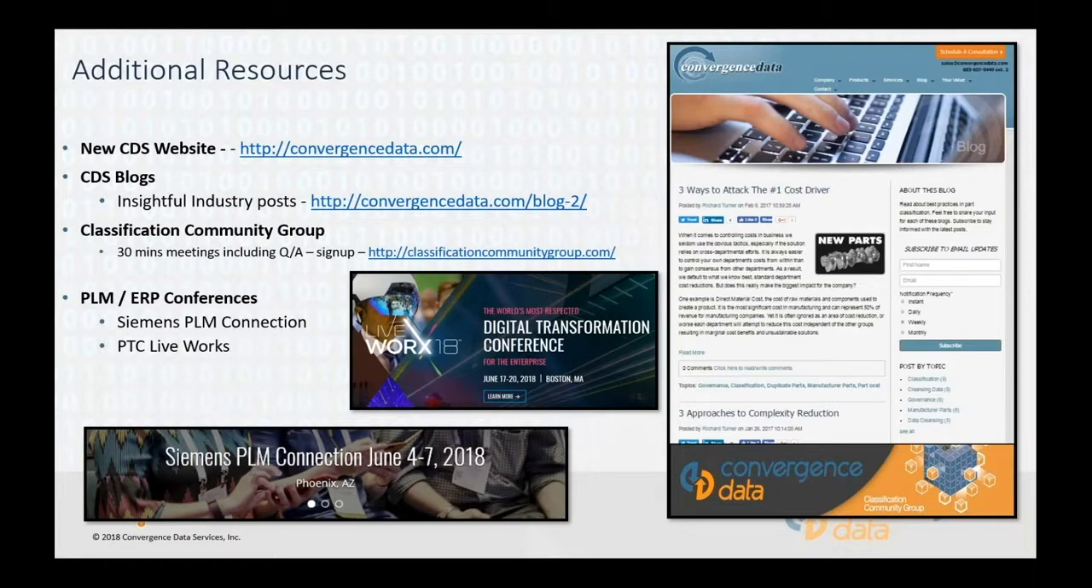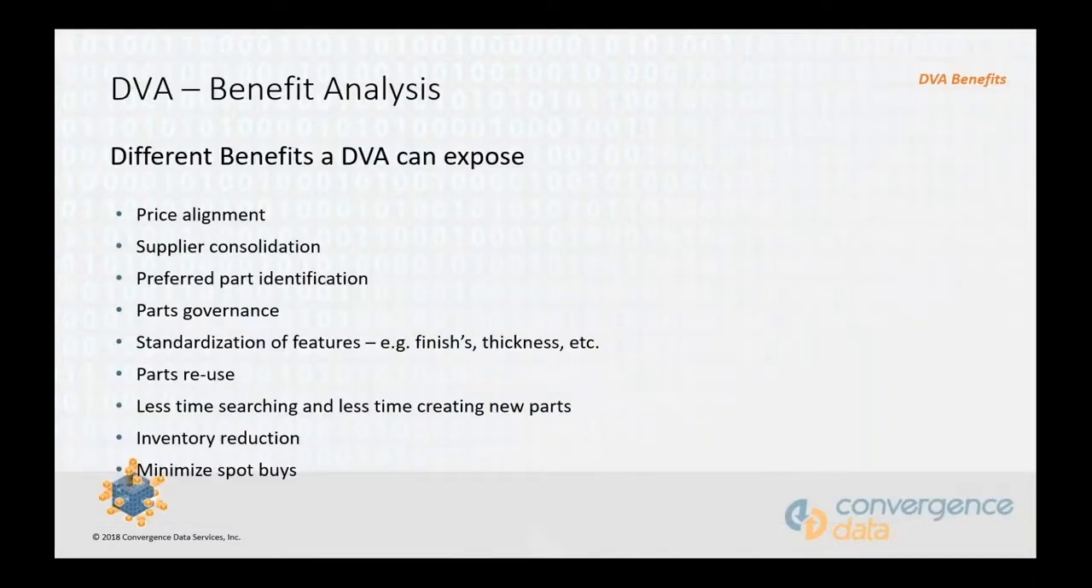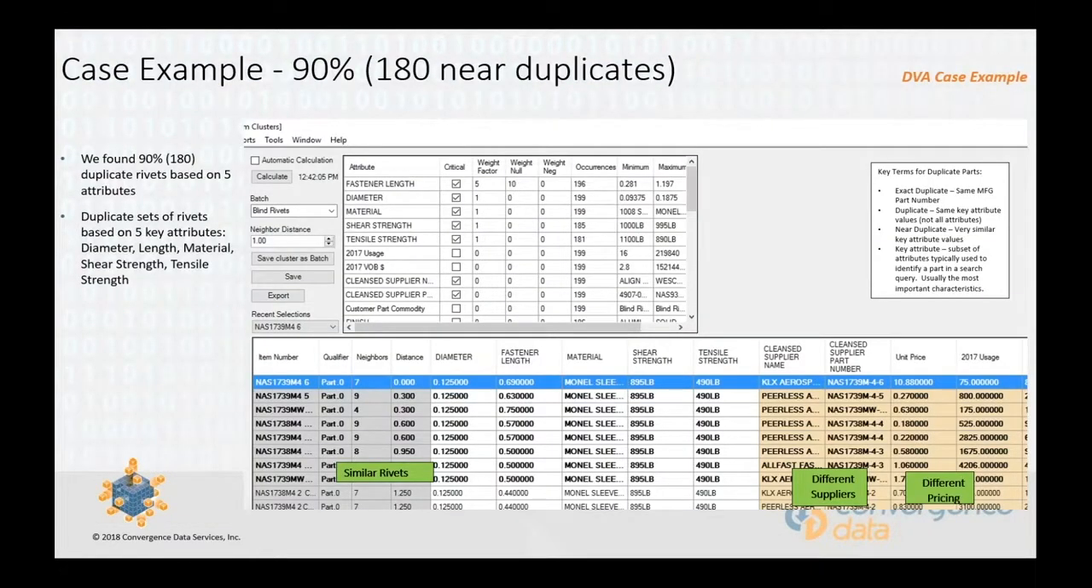I have a question from Tim. How do you determine cluster weight factors? Let me go back. That's a good question. So here's our cluster analysis right here. And what Tim is referring to are these weight factors at the very top. You can see right here, the weight factor of 5 for fastener length and diameter.